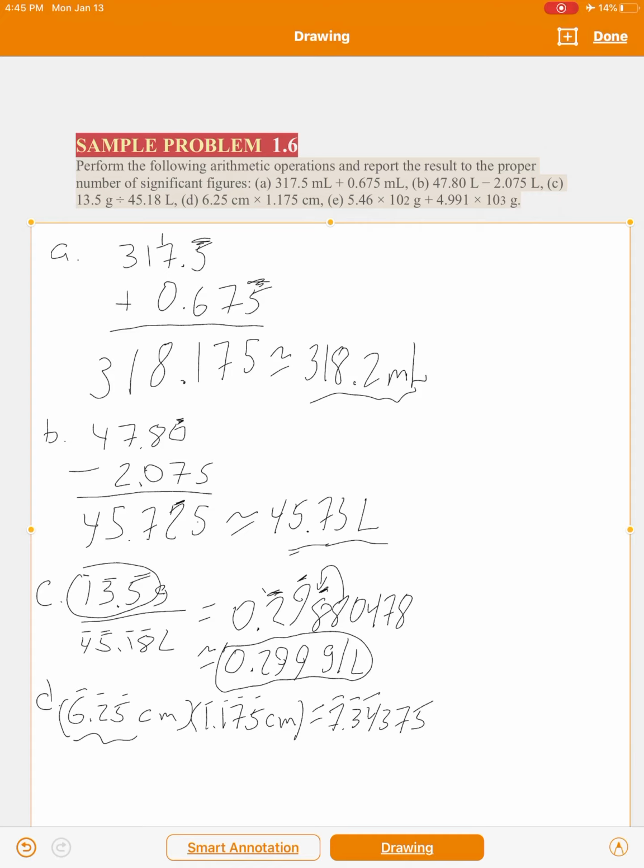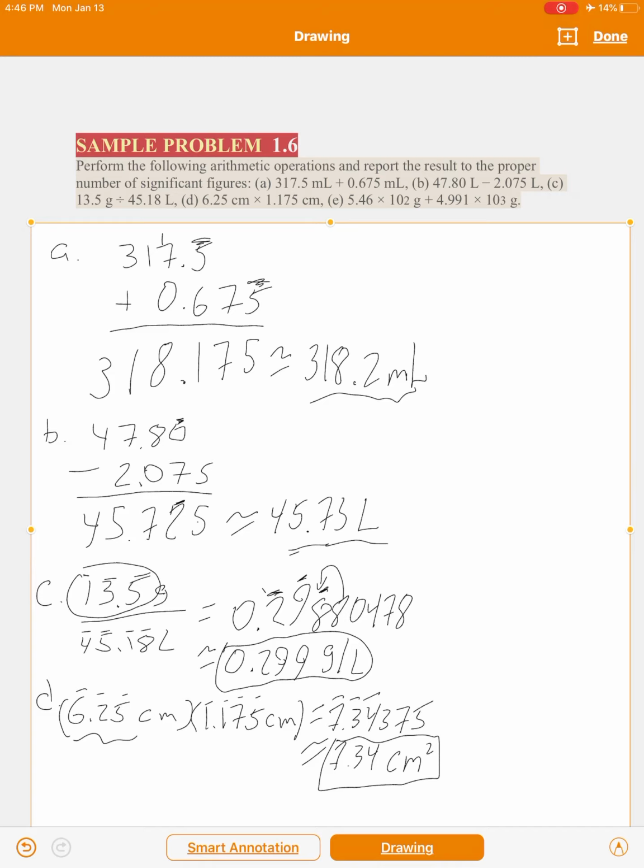The number that comes after that 4 is below 5. So we just truncate it. So this is approximately 7.34. Again, centimeters times centimeters, centimeters squared. That's an area calculation right there. Calculating an area. So there's D. And now let's take a look at the last one.